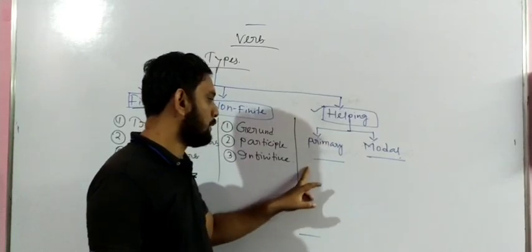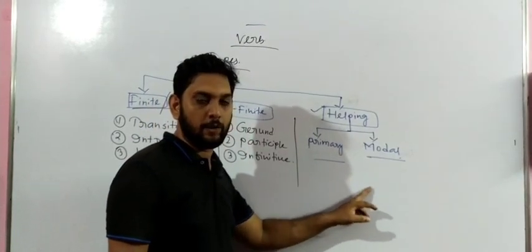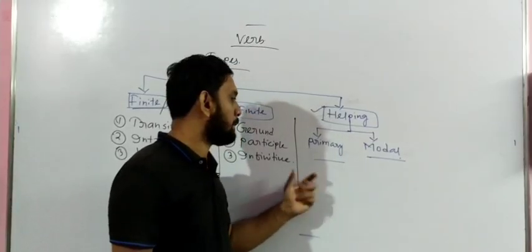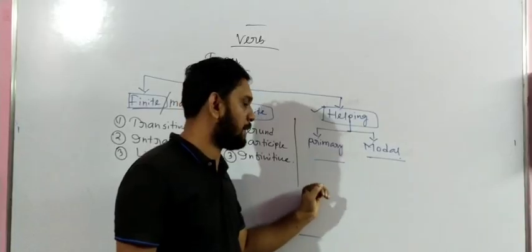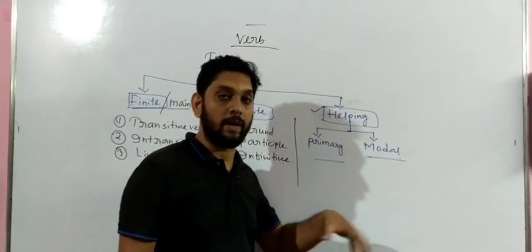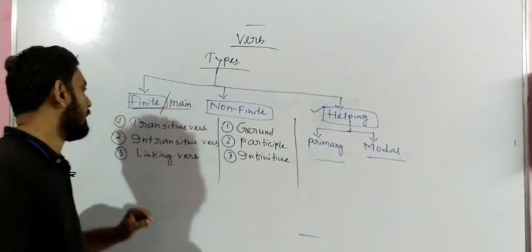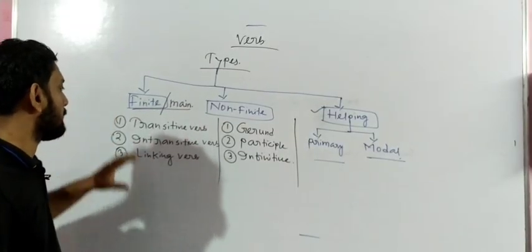Like if I write do, the second form of do is did, third form is done, fourth form is doing, and fifth form is does. Have as well. So I will write all these primary helping verbs and modal helping verbs when I make you understand about this subject. Okay, but today I am going to discuss only the transitive verb.